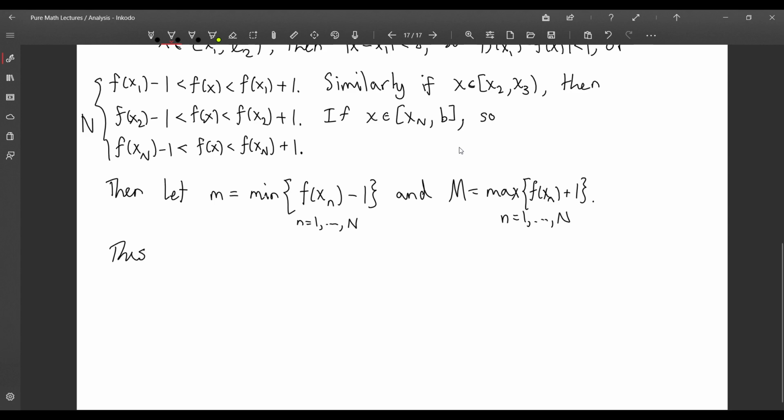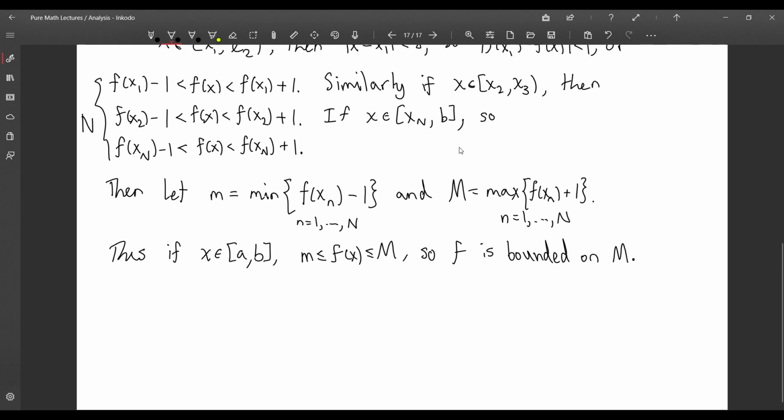Thus, if x is in A to B, m is less than or equal to f of x is less than or equal to M, so f is bounded on A to B. Okay.